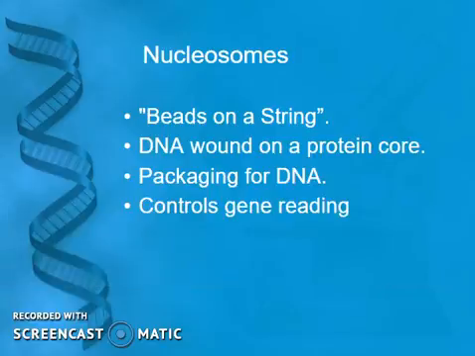I've got a little bit more after that. Nucleosomes are sometimes called beads on a string because that's what they look like. It is DNA wound on a protein core, so it's that protein histone that wraps the DNA around. It does control gene reading because it basically controls where the DNA resides when it's packed in a chromosome.